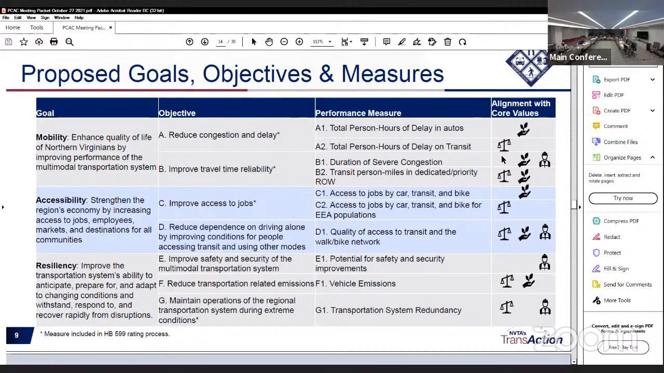But it's important to note that at least for G1, it's aligned with that objective, which is sort of a mandated one. Were there any other questions? Yes, Madam Chair. Yes, sir.